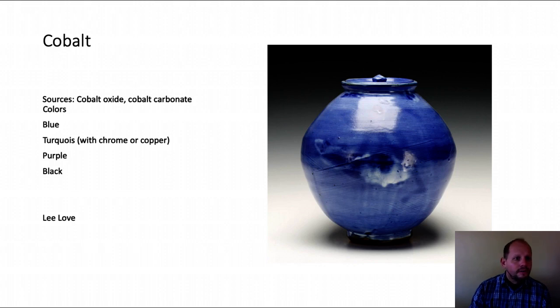This is the first metal oxide, probably one of the most stable oxides, cobalt. Cobalt is typically blue. It's a really, really strong oxide, a really strong coloring agent, especially if it comes in the oxide form right here. So the sources that we have in the studio are cobalt oxide and cobalt carbonate. Just something to touch on as we go through all of these materials, you'll see that most of these materials either come in the form of an oxide or a carbonate.